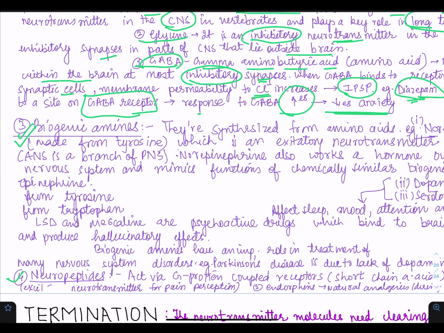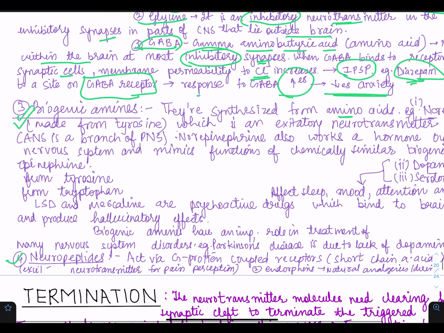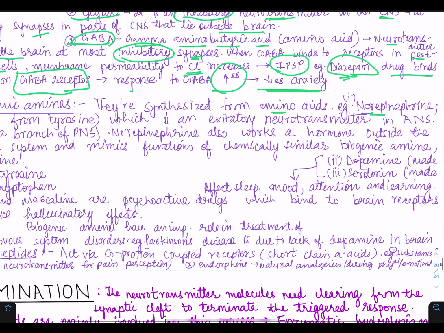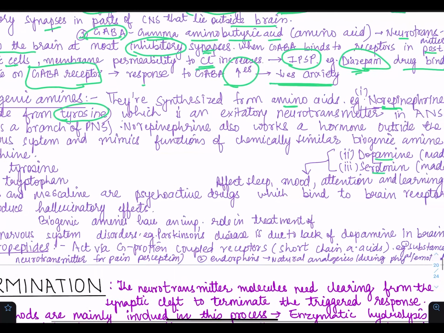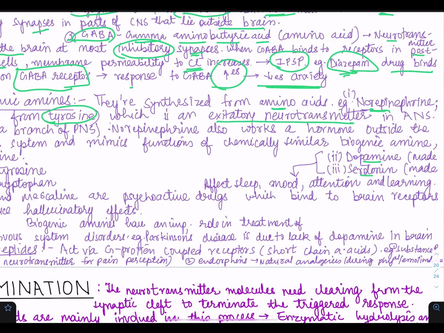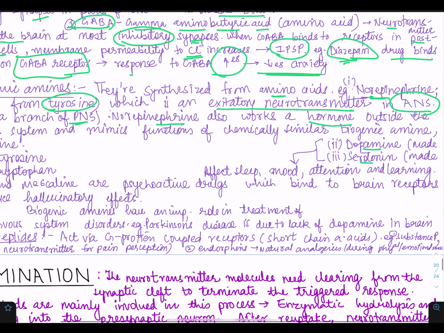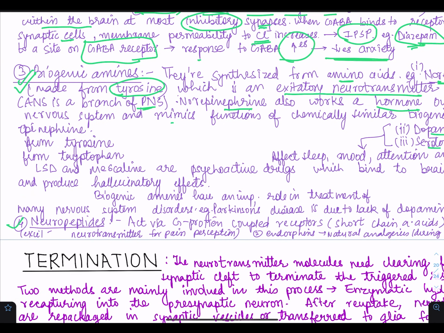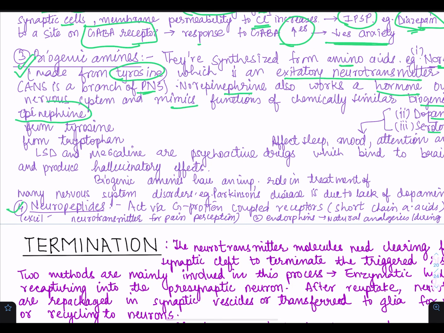Now, biogenic amines. They are synthesized from amino acids, and we have three biogenic amines: norepinephrine, dopamine, and serotonin. Norepinephrine is made from tyrosine, and this is an excitatory neurotransmitter. Norepinephrine is an excitatory neurotransmitter in the autonomic nervous system. ANS is a branch of PNS, the peripheral nervous system. Norepinephrine also works as a hormone outside the nervous system and mimics the functions of the chemically similar biogenic amine, epinephrine.